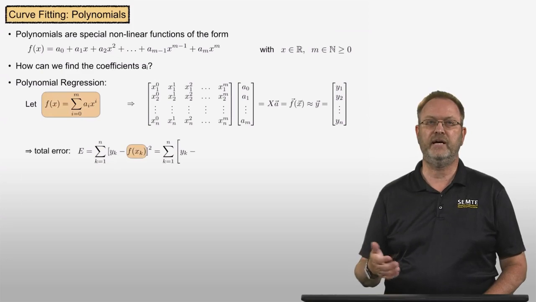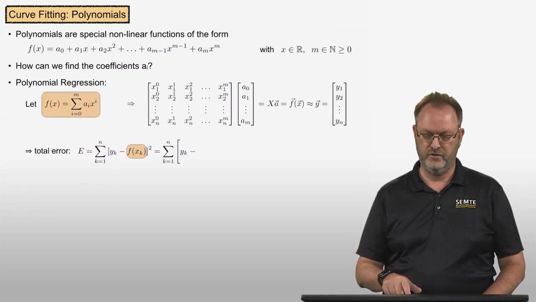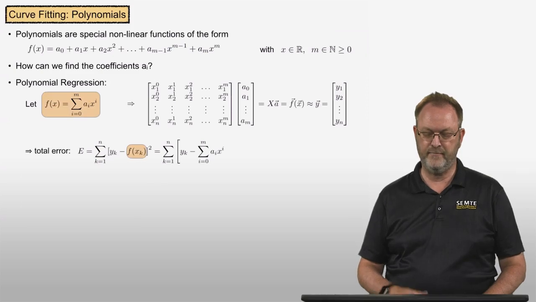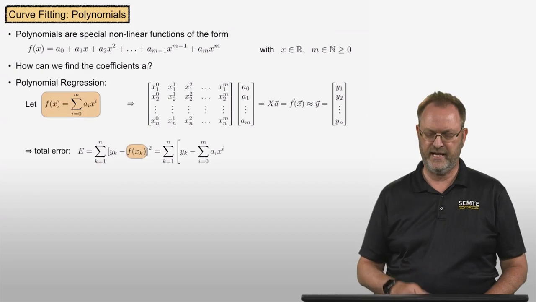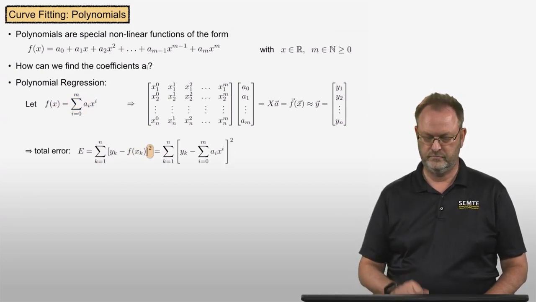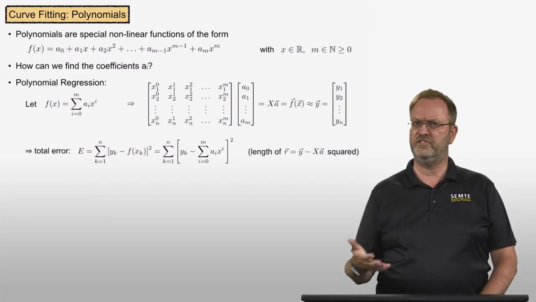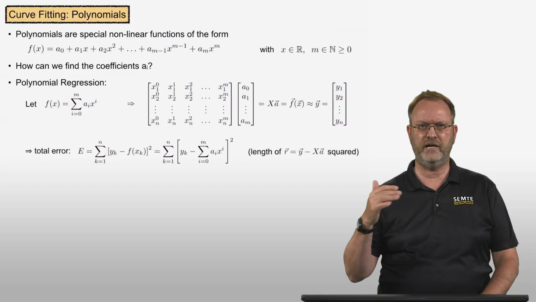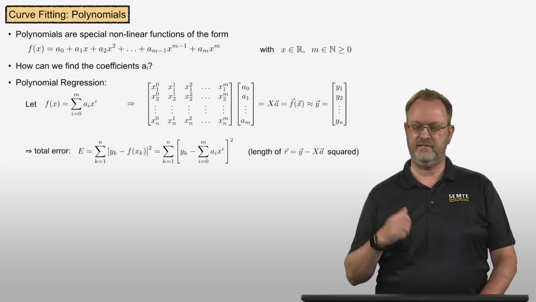And for the second part, I'm going to plug in the definition of the polynomial. So f of x_k is just the sum from i equal to 0 to m of a sub i times x to the power i. And then I'm going to square this. Okay, so now this is really the residual for each one of my data points squared and summed.